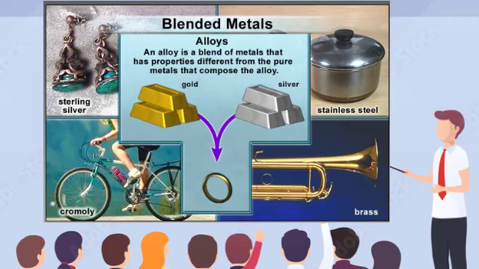For example, pure gold is a soft metal. Consequently, jewelry made of pure gold bends, twists, and scratches easily. However, when gold is mixed with silver or nickel, the resulting alloy is much harder. Other common alloys are used in chromoly bike frames, stainless steel pots, sterling silver jewelry, and brass instruments.